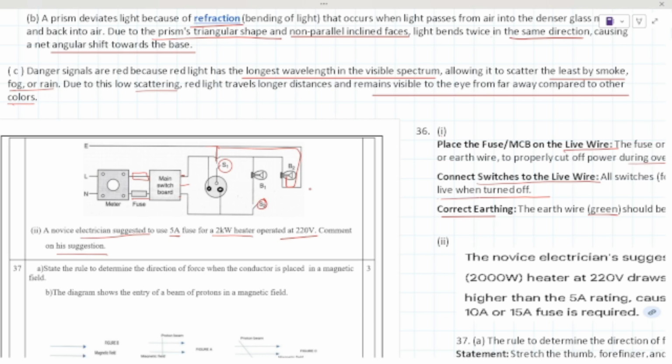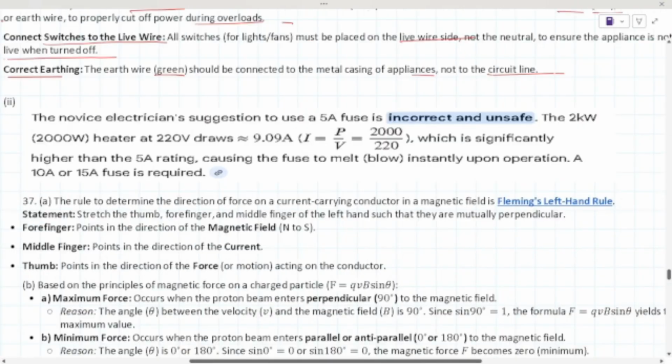I think the current should be more. And I think 5 ampere is not enough. 2000 watt, right? A 2000 watt heater at 220 volts, a 5 ampere fuse is not good, right? Yes, correct. Let's check the explanation.